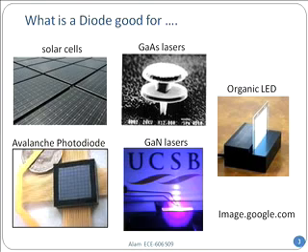Gallium arsenide lasers, in fact all lasers, are essentially semiconductor diodes. And gallium nitride lasers, or gallium nitride lighting: all the incandescent lights, which people say take about 20% of the energy in the US, are supposed to be replaced by solid state lighting. Again, a diode, nothing more.